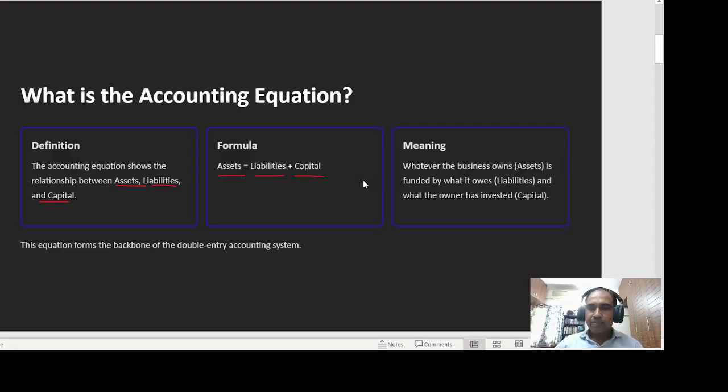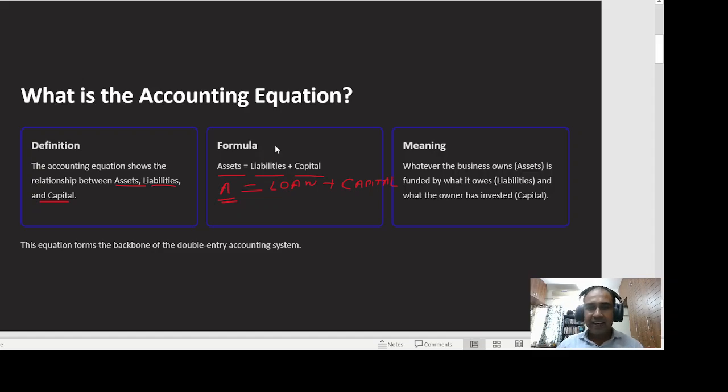So let us understand why it is important, guys. Whatever the business owns, we have something on the asset side. The assets owned by the business, how are they funded? That asset is funded either by taking a loan or a liability, or through own capital. These are the ways in which the assets of the business are funded. And every accounting entry always has a debit and a credit. So this accounting equation will always balance. Assets will always be equal to liabilities plus capital. We will be understanding this with the help of examples as we move forward.